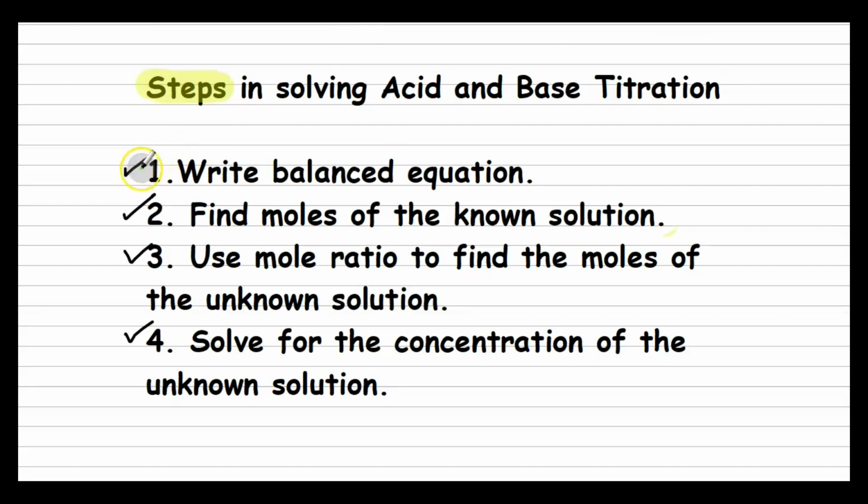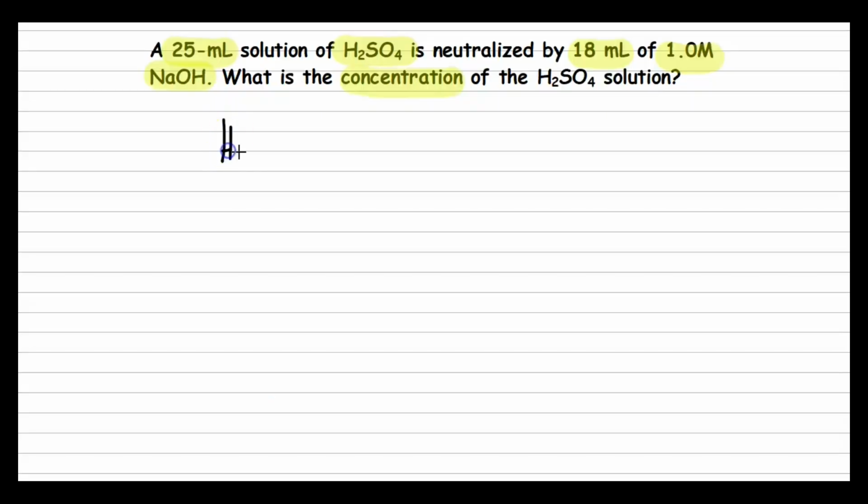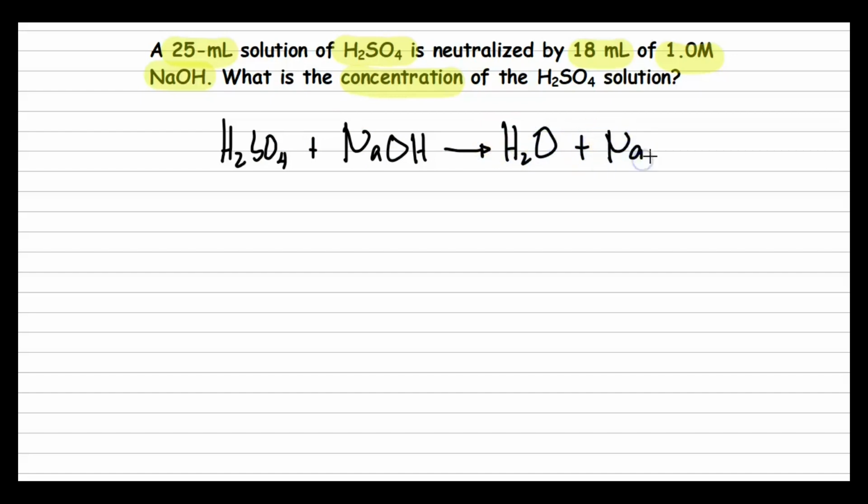First step is to write the balanced equation of the reaction. So we have H2SO4 plus NaOH. These are a strong acid and base. And so we have H2O plus a salt, which is Na2SO4. I suppose you know how to balance equations already? So your balanced chemical equation would look like this.